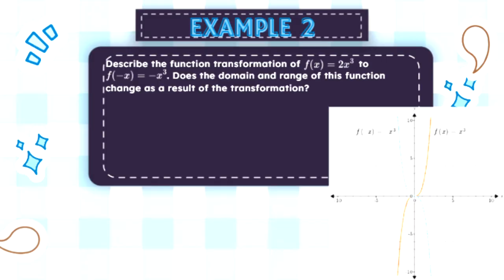Example 2, describe the function transformation of f of x equals 2x cubed to f of negative x is equal to negative x cubed. Does the domain and range of this function change as a result of the transformation?